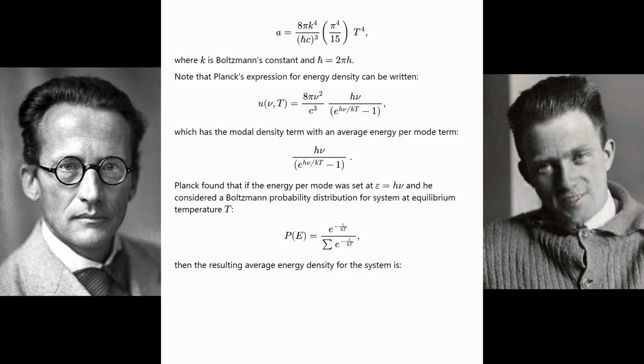See the next equation. Planck found that if the energy per mode was set at epsilon equals h nu and he considered a Boltzmann probability distribution for system at equilibrium temperature T, see the equation, then the resulting average energy density for the system is.